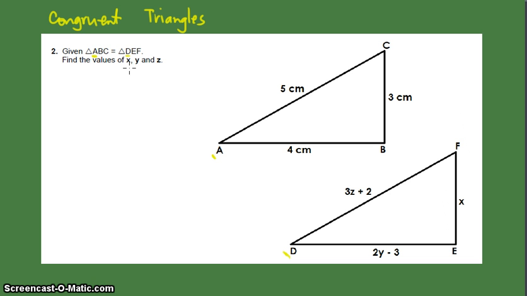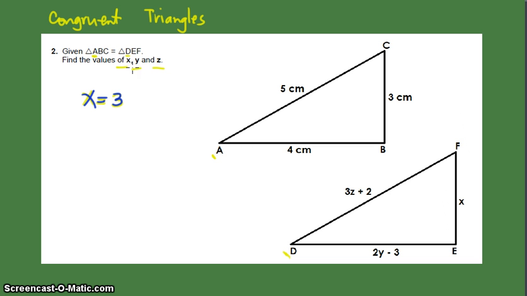So the task is we want to find the value of x, y, and z. So x is the measure of the side EF. But since we know that the corresponding side is BC, then we can easily identify the value of x, and that is equal to 3. Okay, so the value of x is equal to 3.